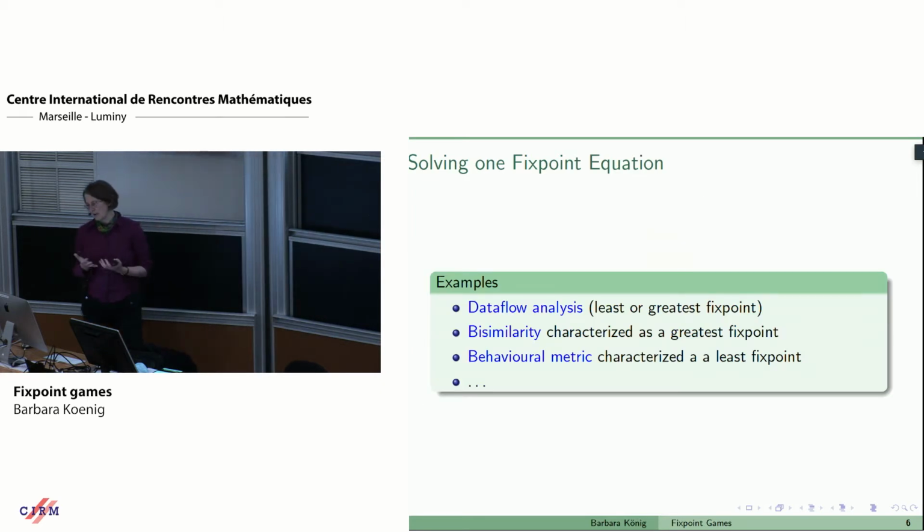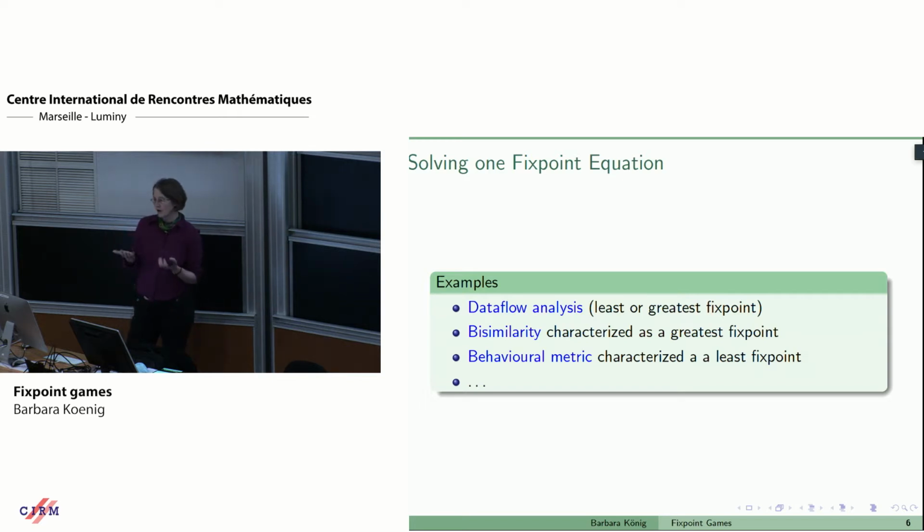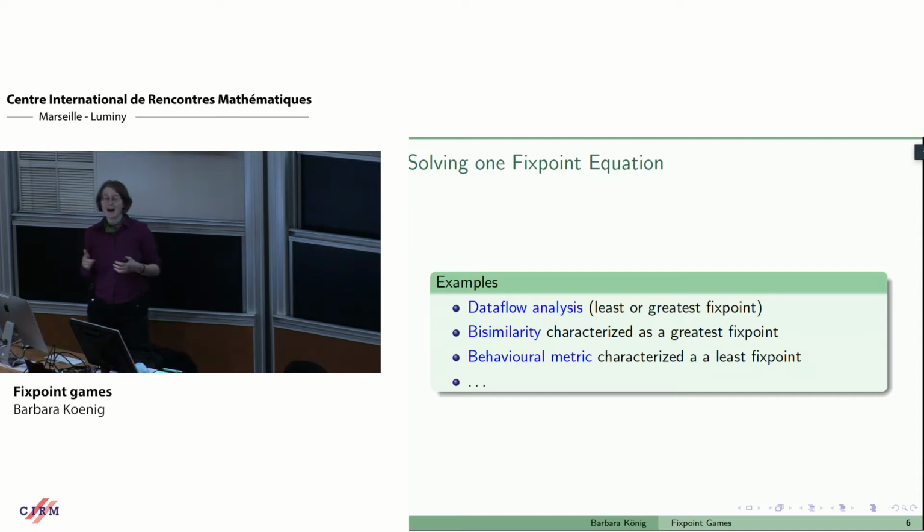So just some examples of data flow analysis. You're both interested in least or greatest fixed points. Then I'm coming from concurrency theory, where you're often interested in computing bisimilarity, which is characterized as a greatest fixed point. Behavioral metrics are actually very similar, just because the order is reversed. So the behavioral distances can be characterized as least fixed points. And actually, this is also one of the things I'm really interested in, computing behavioral metrics. But because the lattice is infinite, it's not so easy to actually compute these metrics.